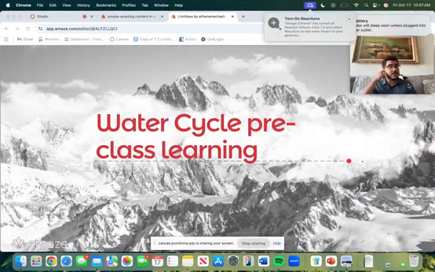Perfect. Okay, so what we're going to get into now is a little bit of a pre-lesson on our next topic, which is going to be the water cycle. Before we get into it, we need to make sure to take some appropriate notes, to draw appropriate diagrams, and have a decent understanding of what it is before we get into doing any activities or any collaboration in class.